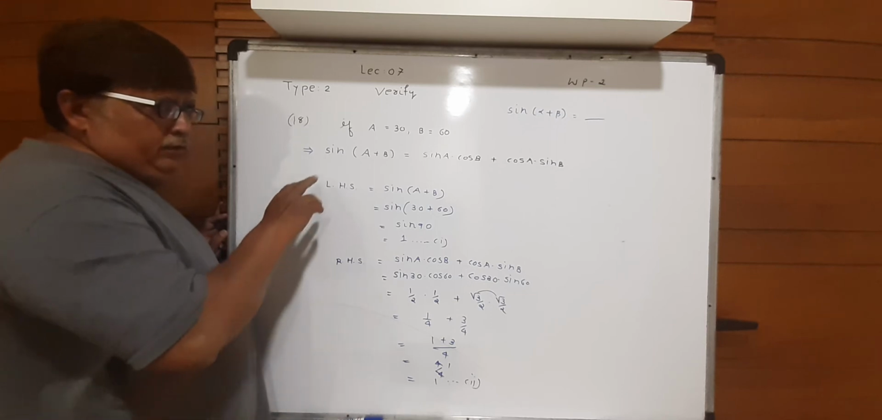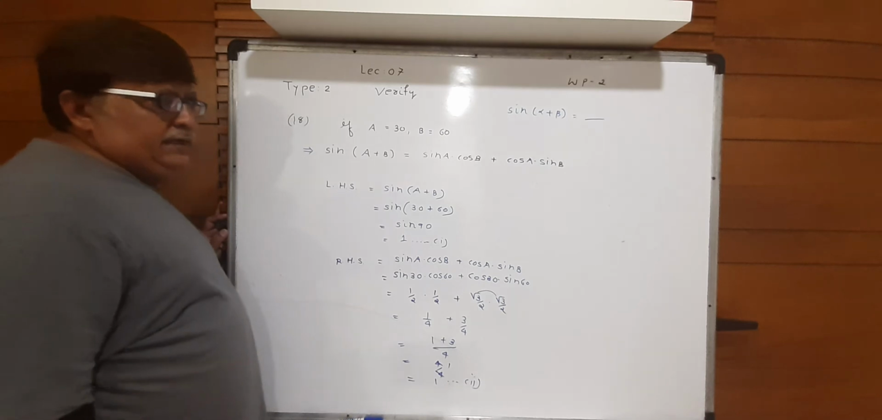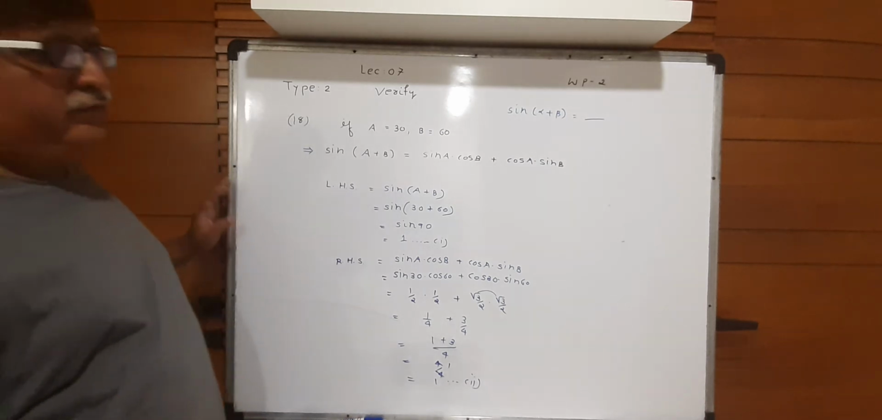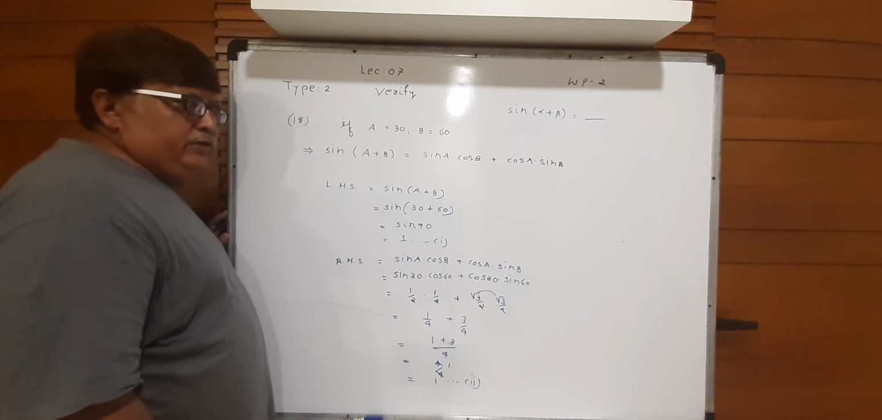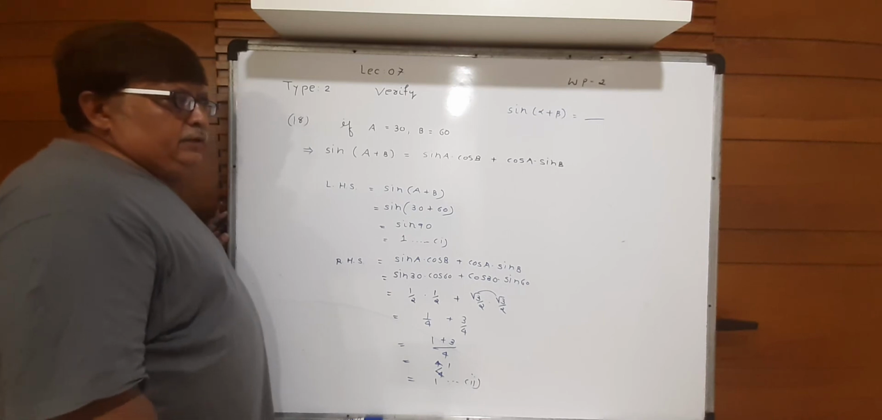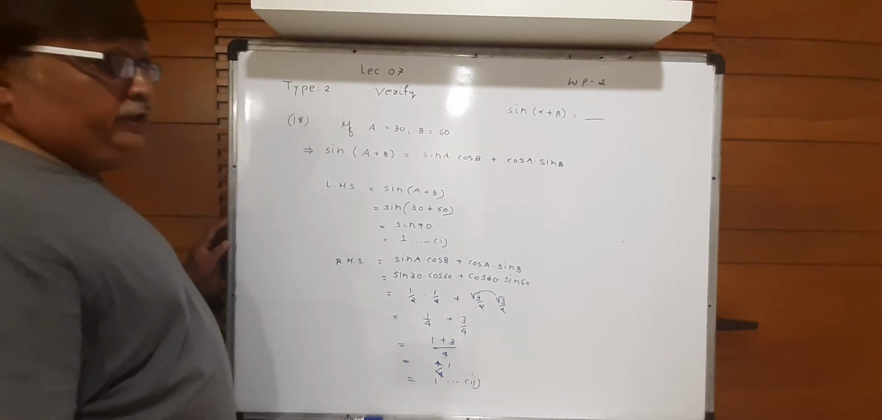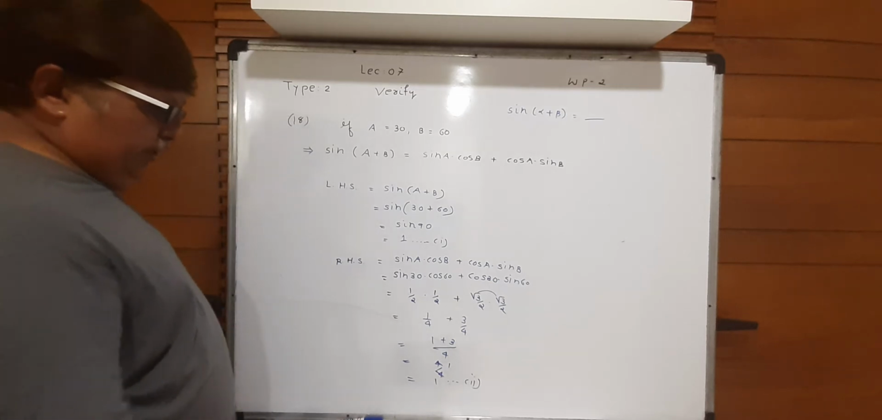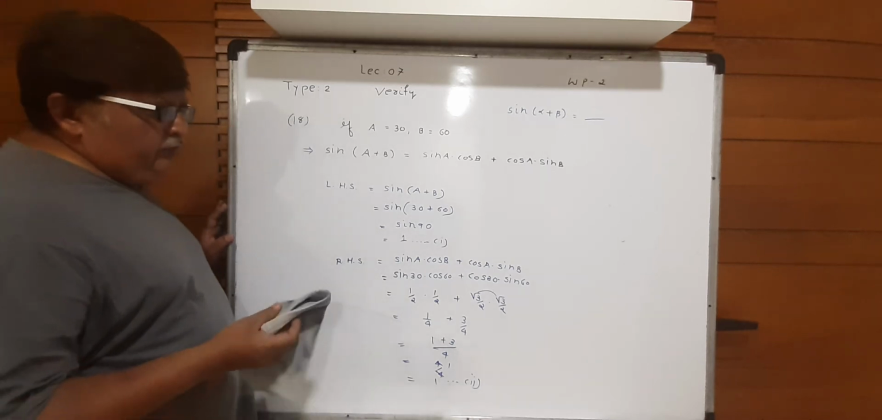So this particular identity hasn't been mentioned in your textbook, but you need to remember this. Understand, sin(A plus B) equal to sin A into cos B plus cos A into sin B. You have to remember this. Understand? Right?